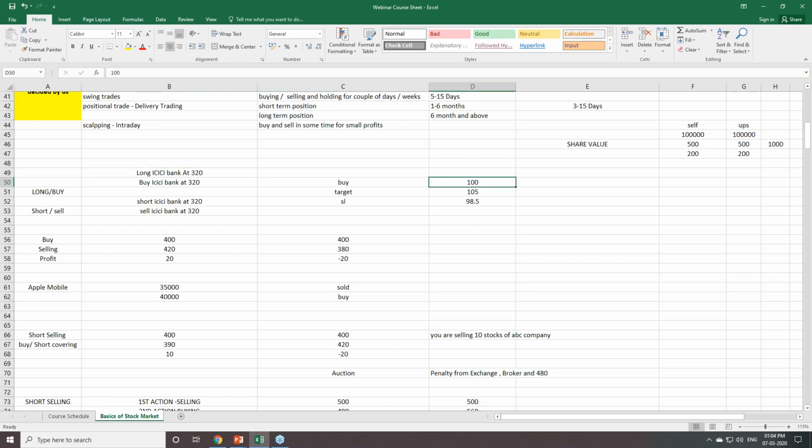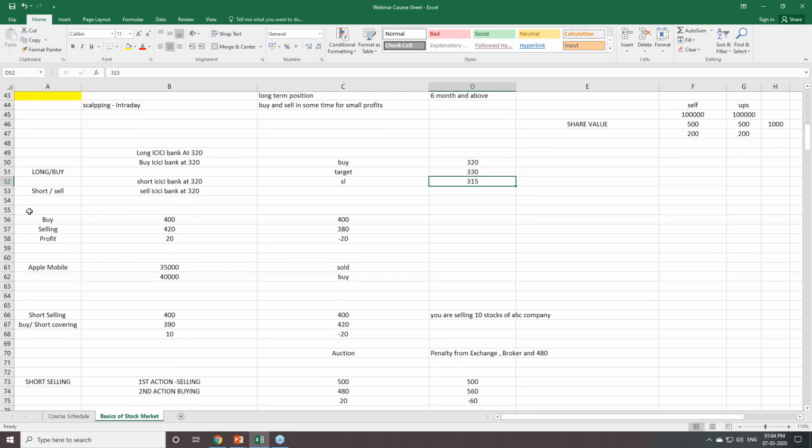Say, for example, I am buying at 320, target is 330 and stop loss is 315. That means I should buy around 320, 321, 319. I should keep a target of 330, 328 or 332. Something around that figure, and stop loss should be strictly around 315, 314.5 or 315.5. So the price should not be changed, especially the stop loss, and also the entry price should not be changed.